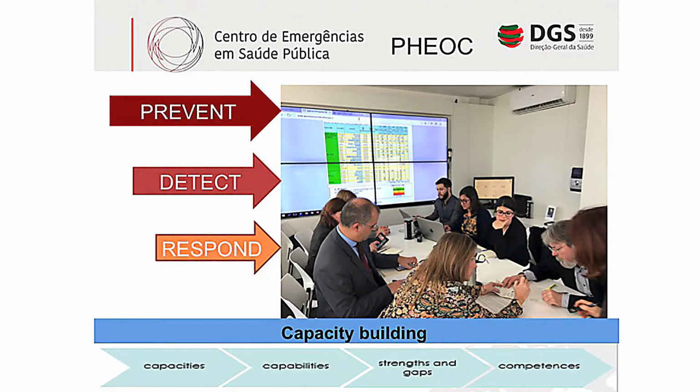You can't do preparedness for public health emergency if you do not touch capacities, capabilities, identify your gaps and where you want to go through, and build up very skilled, competent people who know what they are doing. So we try to focus this, again, with prevent, detect, and response.